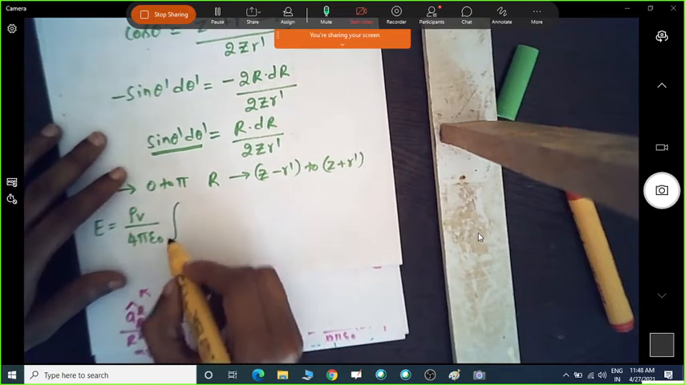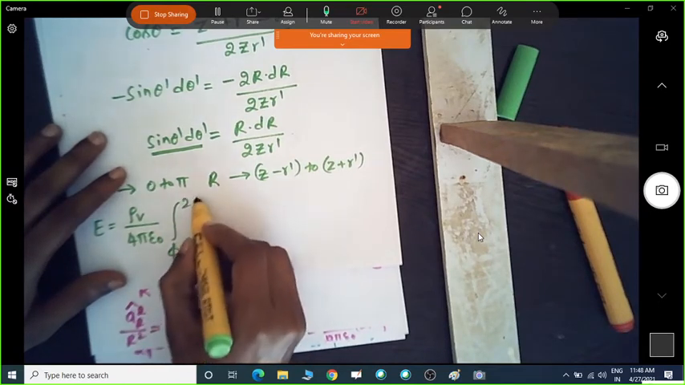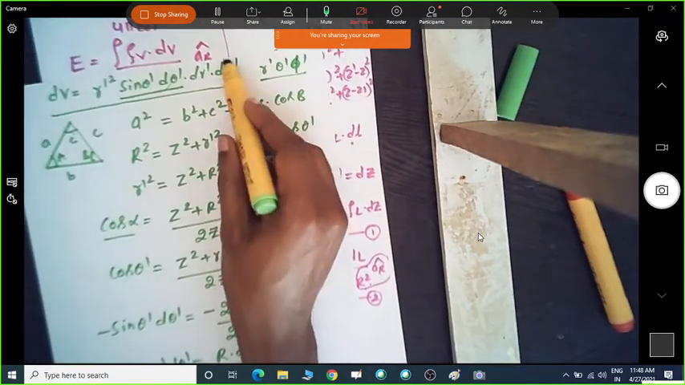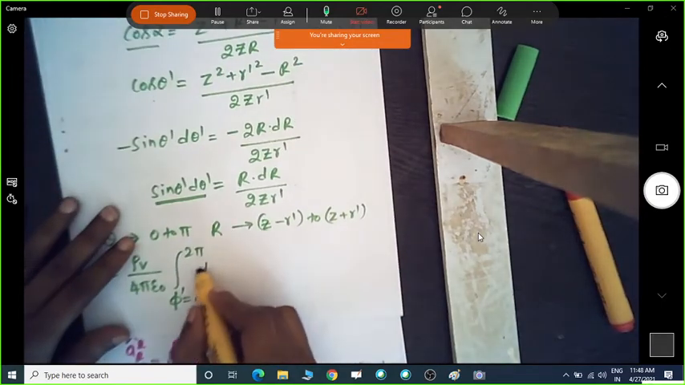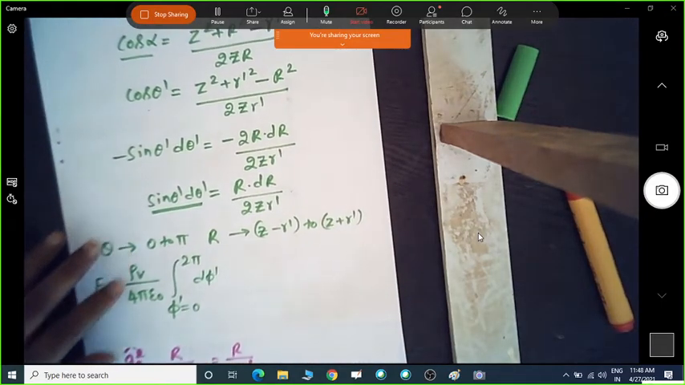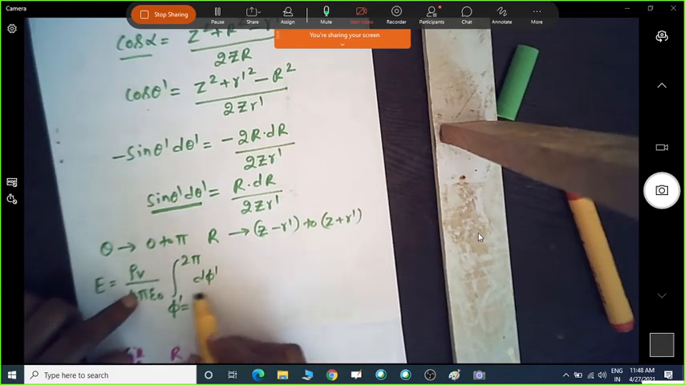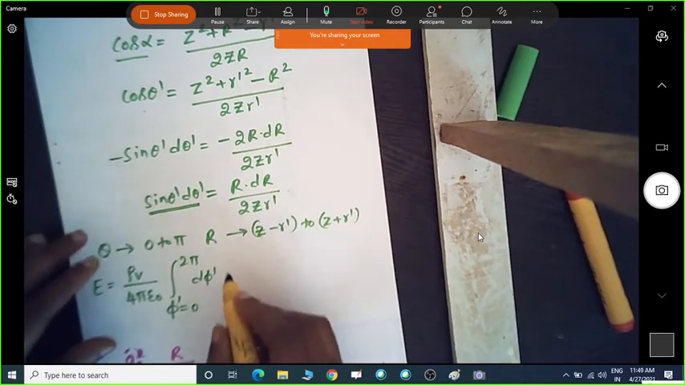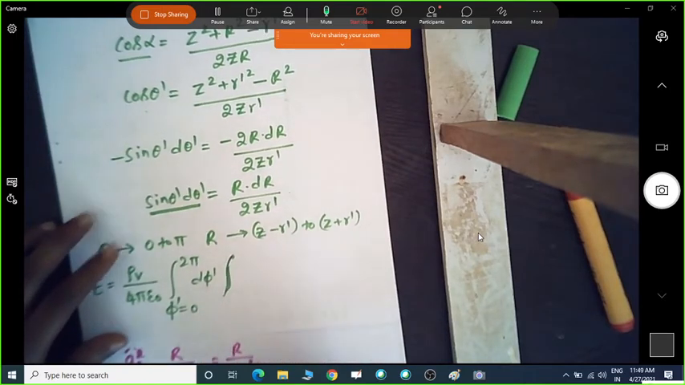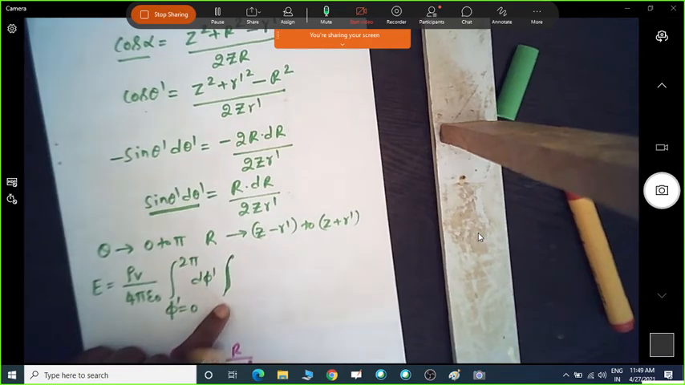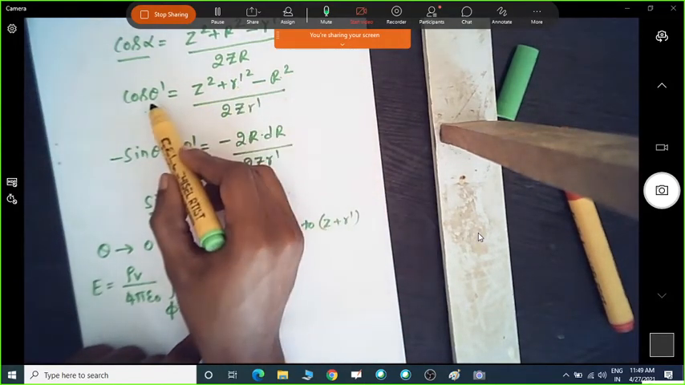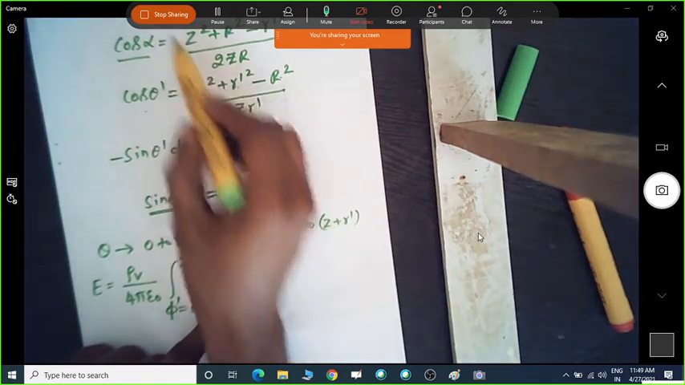Now the phi dash variation is nothing but 0 to 2 pi, and there is a d phi dash value here. Since this one does not involve any r and r dash with respect to phi, this will be a separate integral. Now both r and r dash, which are involved in theta dash, and also in r dash, are involved here.